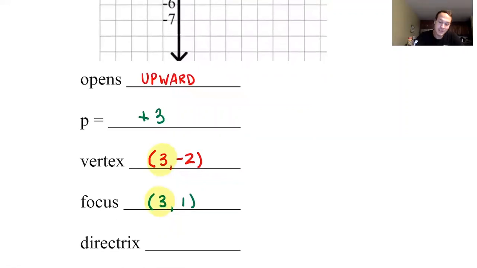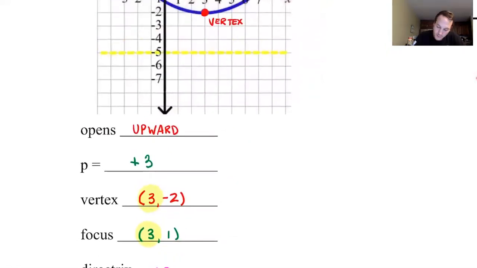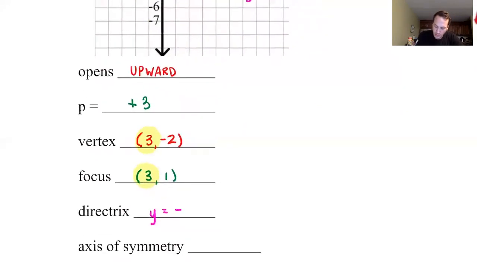The directrix is a line. This line that we're talking about is always going to be horizontal, so it's going to be a y equals line. I just have to read it off. This is the line, y equals -5. This is my directrix. Okay, so this is y equals -5.